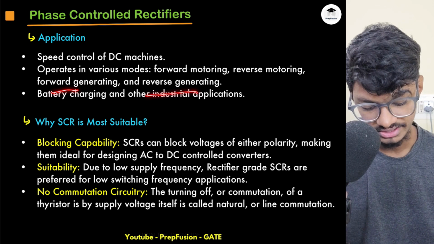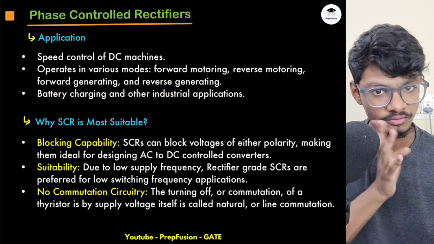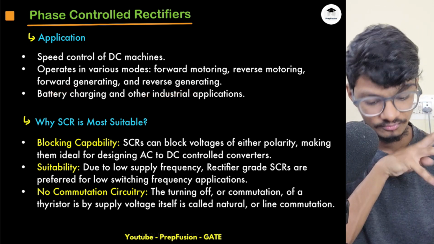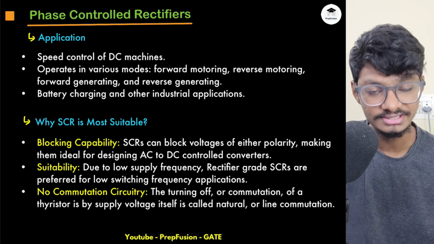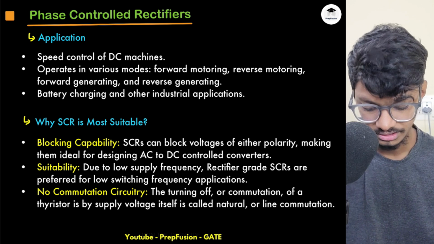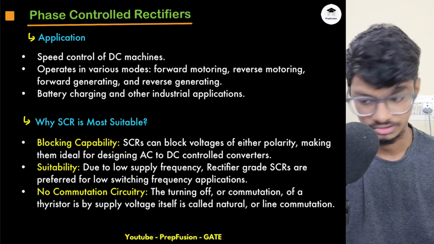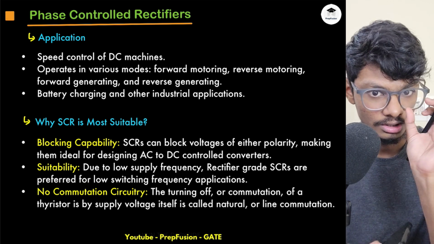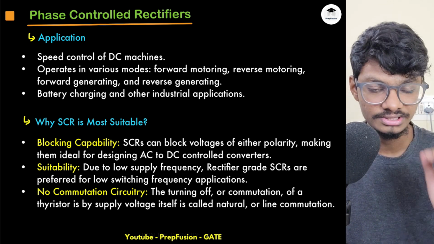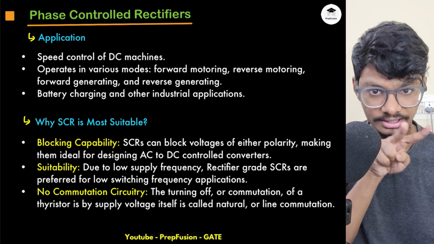Then there are forward generating and reverse generating. There are 4 quadrants in total, and with the help of phase control rectifiers we can operate our machines in different modes in these 4 quadrants. We are talking about drives, battery charging and other industrial applications. Like a mobile phone: we charge it with the help of a charger, and if you see the specs of the charger, it says it is converting AC to DC.